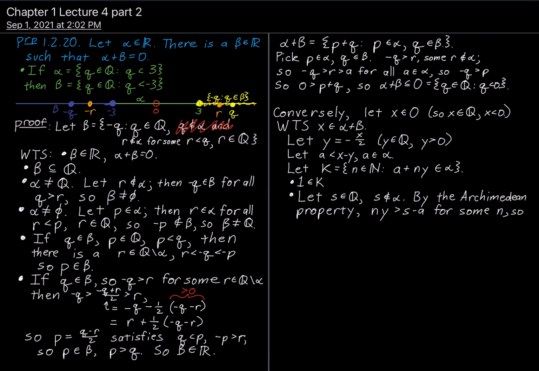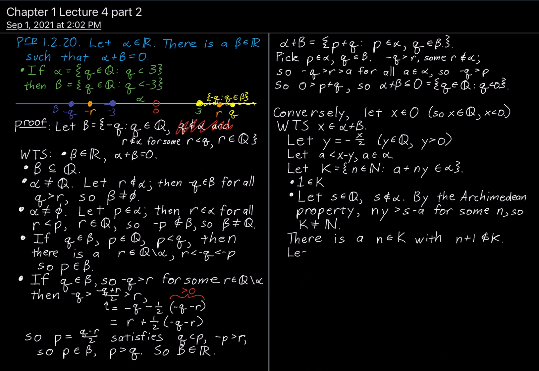So k is not allowed to be all of the natural numbers. There's one where this n we just wrote down, a plus ny, is bigger than s, so it can't possibly be an alpha. If it was an alpha, s would have to be 2. And so by the last Peano axiom, there has to be a natural number n in k whose successor n plus 1 is not in k.